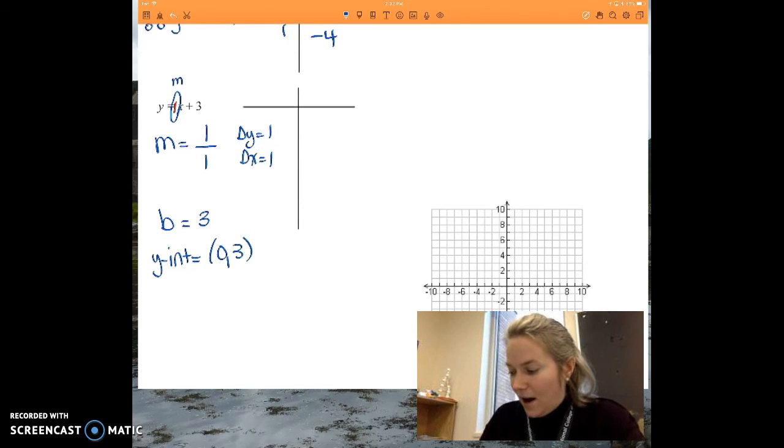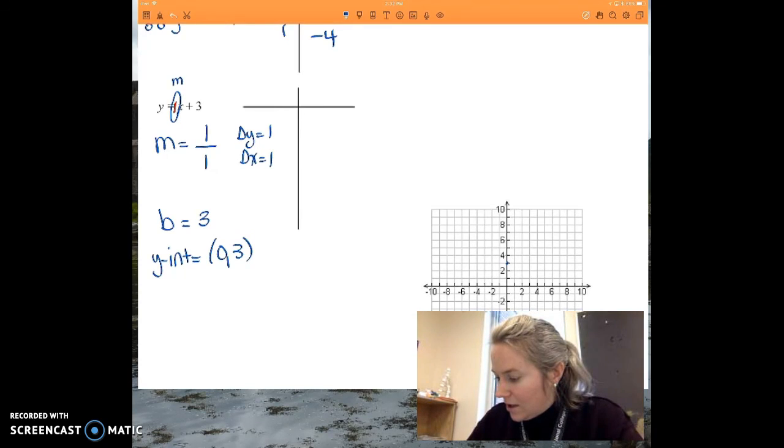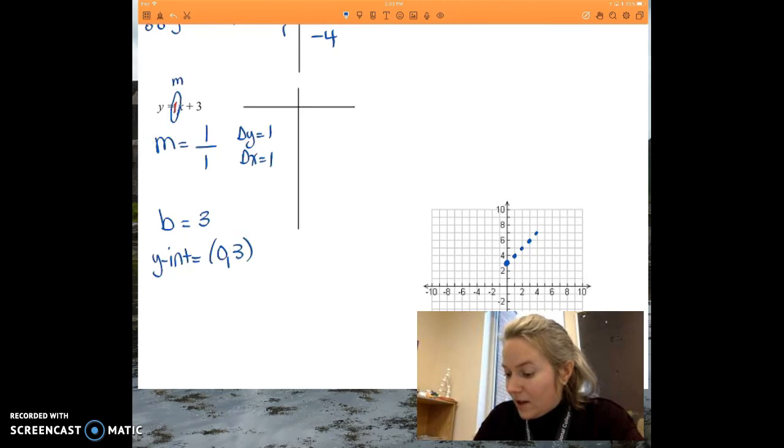Let's put these on the graph. 0, positive 3 is right there. That's the point at which our line is going to cross the y-axis. And then we have a slope of 1. So it's positive 1 in the y, positive 1 in the x, positive 1y, positive 1x, positive 1y, positive 1x, like that.